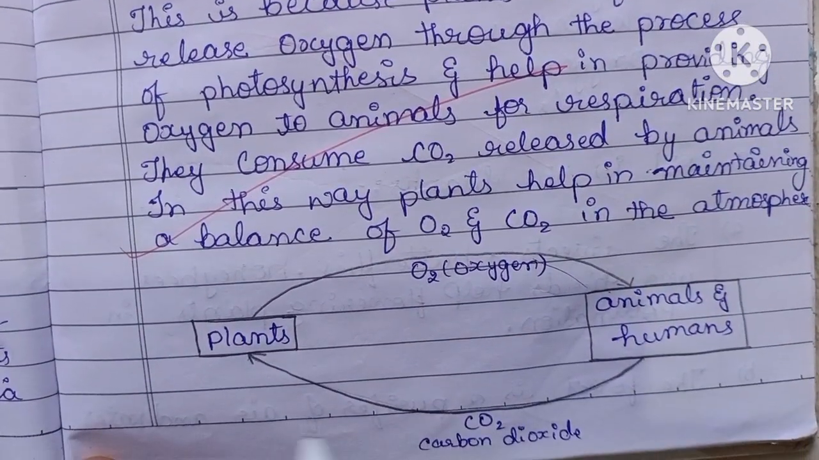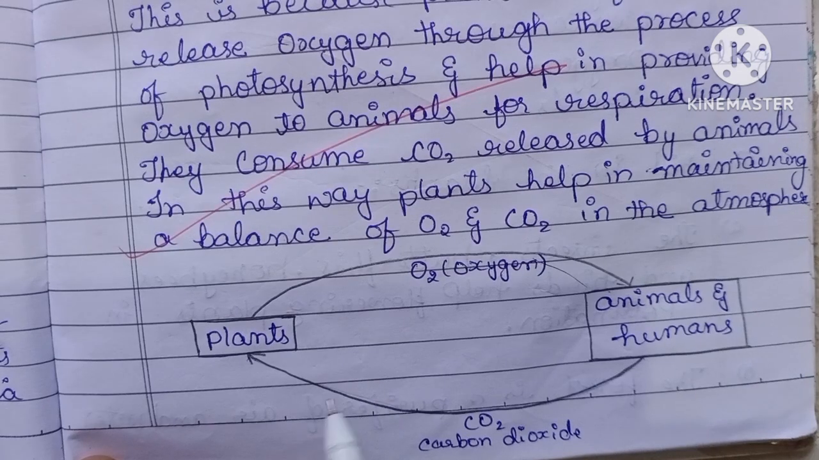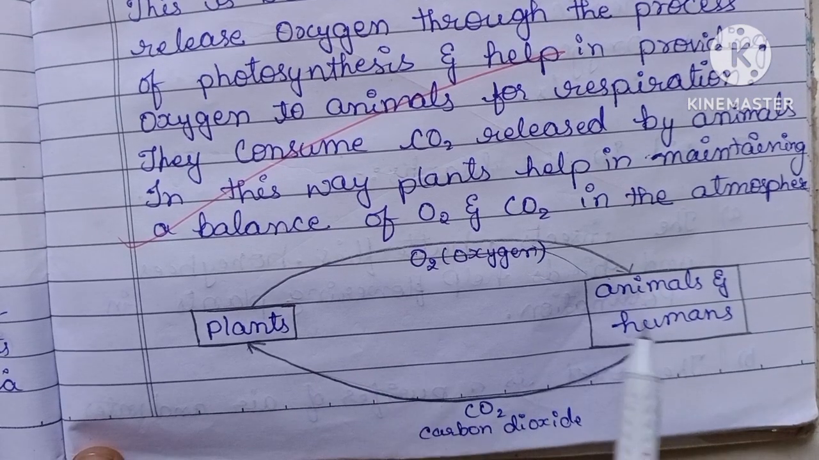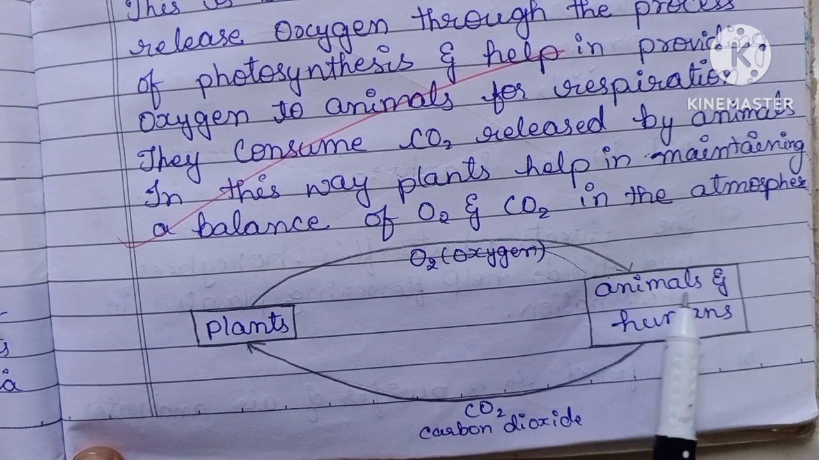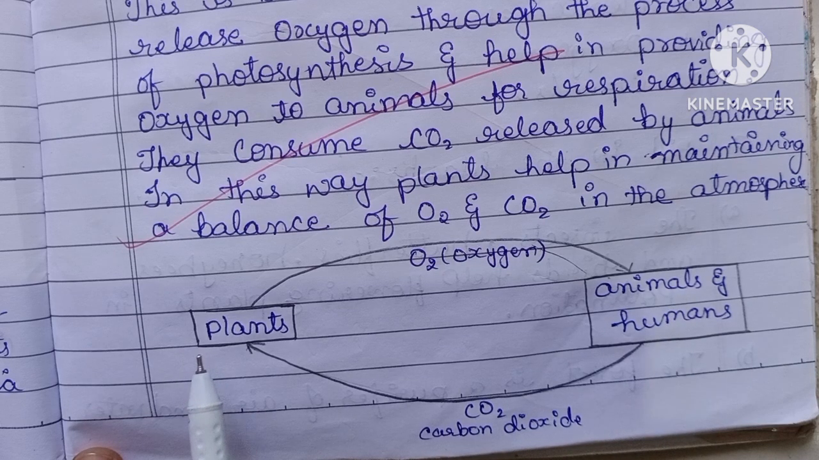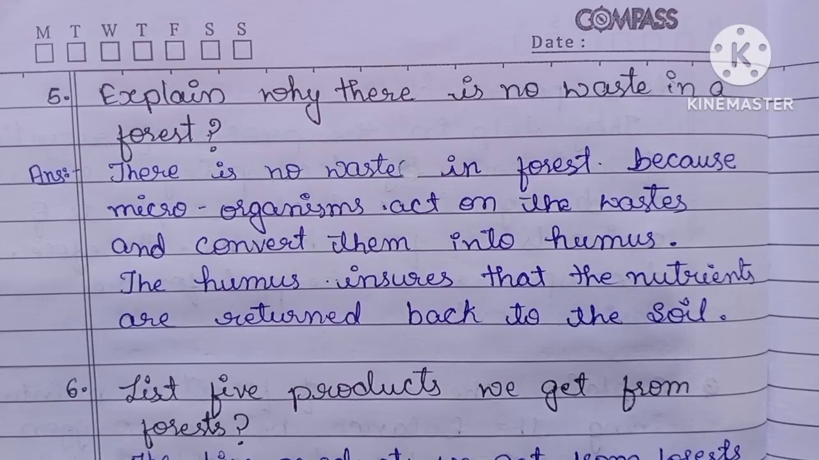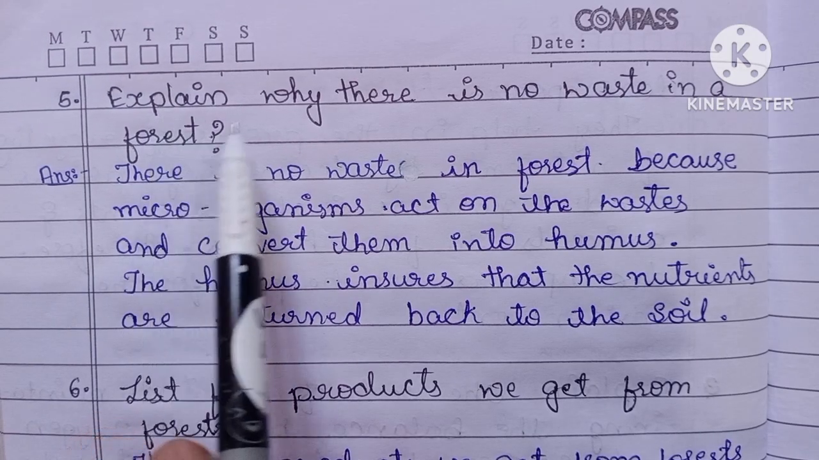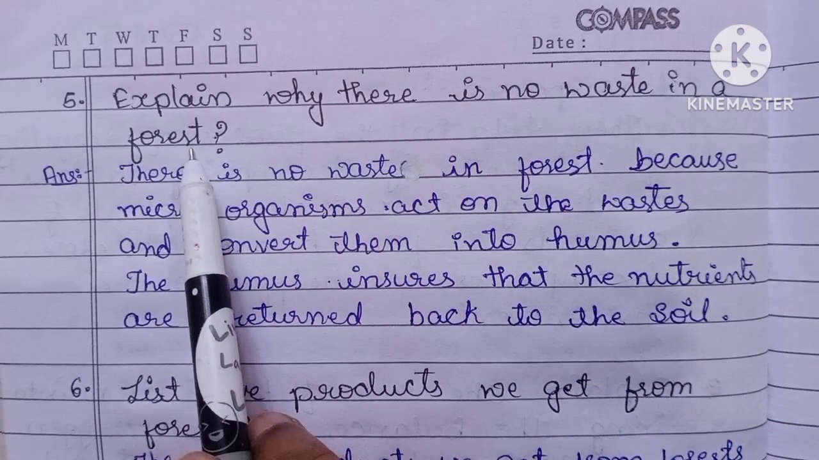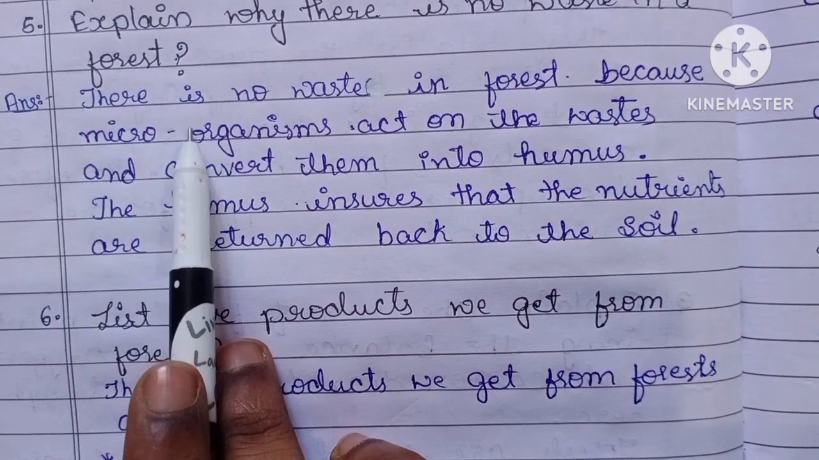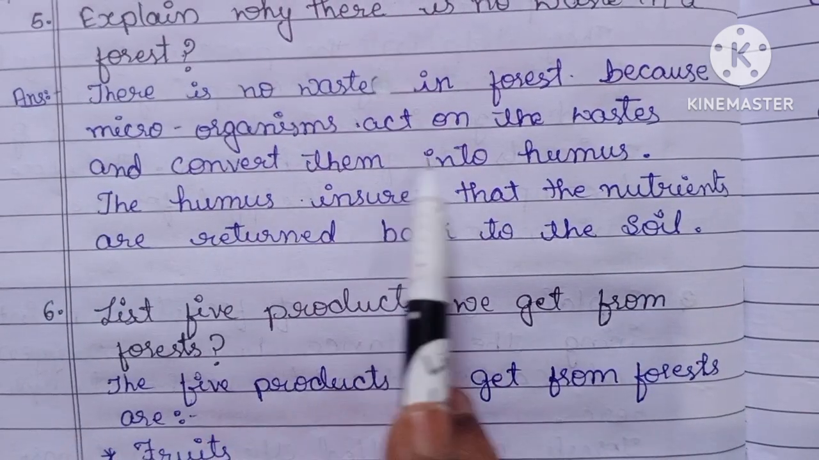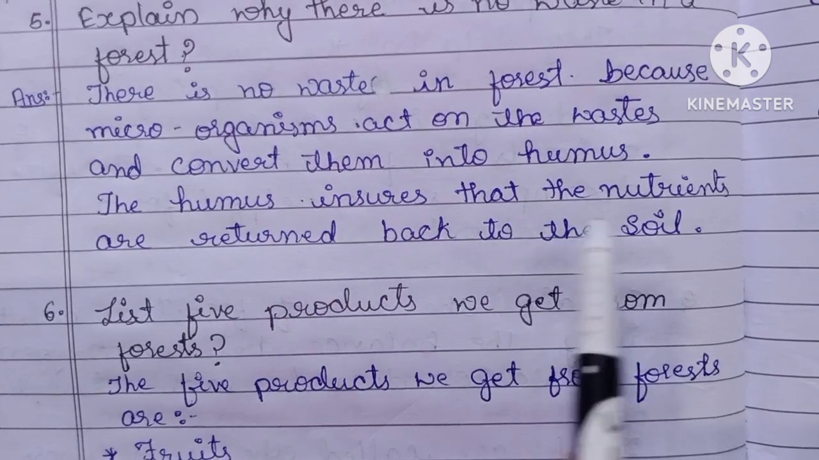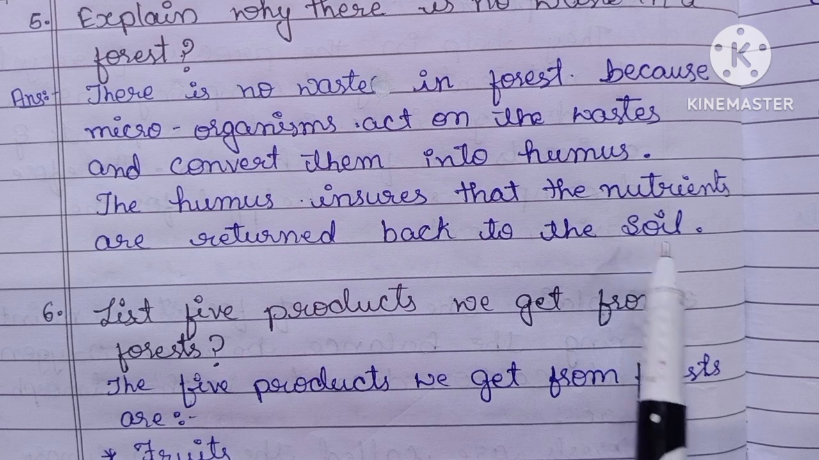So this is the diagram of oxygen and carbon dioxide, and how it is transferred. Plants give out oxygen through photosynthesis to animals, and animals and humans give out carbon dioxide, which is essential for plants. So the fifth question says: explain why there is no waste in a forest. There is no waste in the forest because microorganisms act on the wastes and convert them into humus. The humus ensures that the nutrients are returned back to the soil.